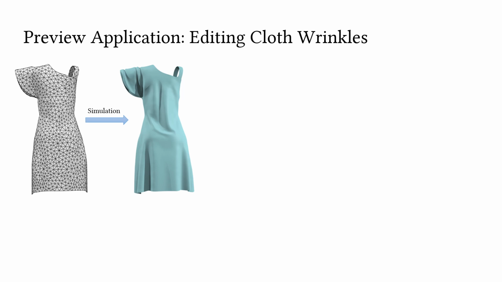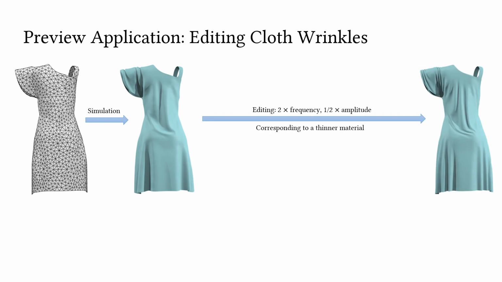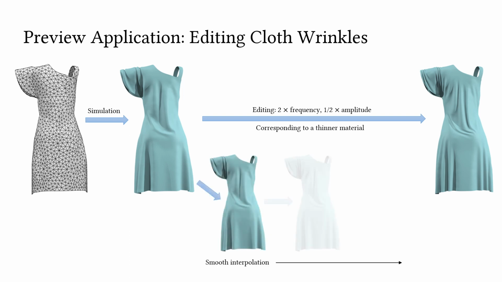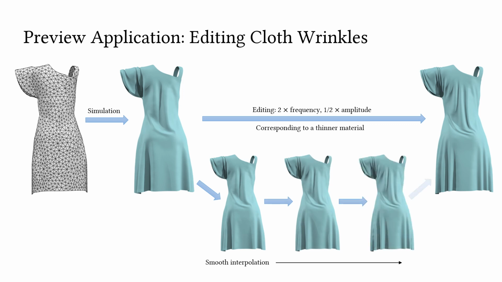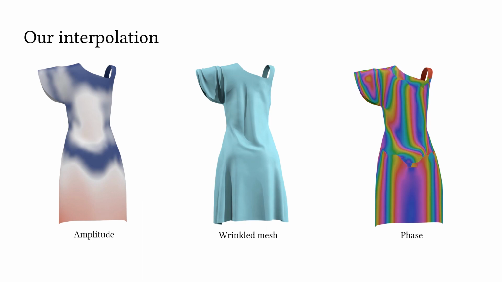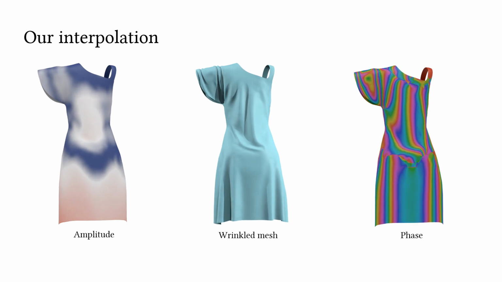As one example, here we start with large wrinkles on a thick dress from a cloth simulation. Suppose you instead want a dress made of a thinner, silky material. Using our work, you can generate an analogous wrinkle pattern with double the frequency and half of the amplitude, giving us the dress geometry on the right without resimulation. You can then swipe through a smooth interpolation of the wrinkle patterns to select the desired look. Here, we animate our method's interpolation between coarse and fine wrinkles on the shape.